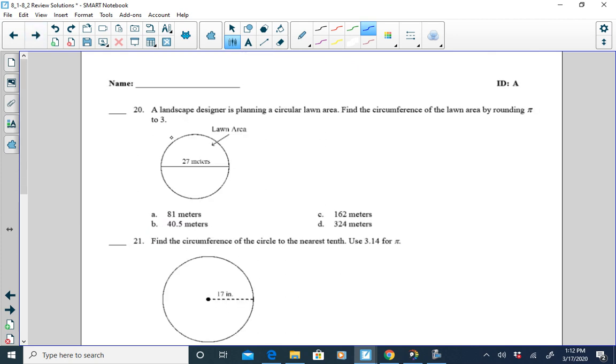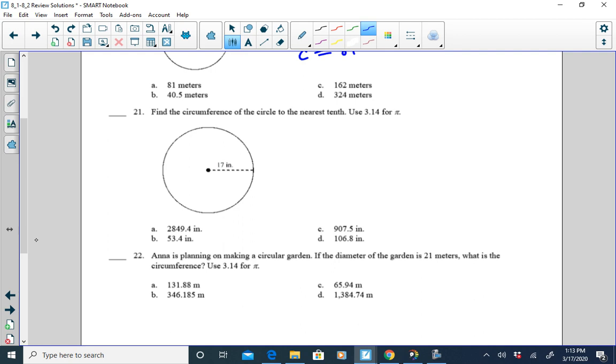Question 20, the landscape designer is planting a circular lawn. Find the circumference of the lawn by rounding pi to 3. Okay, well the circumference is going to be equal to pi times the diameter. We're told to use 3 for pi. The diameter is 27, so what's 3 times 27? I believe that's 81, right? So that's going to be answer A.